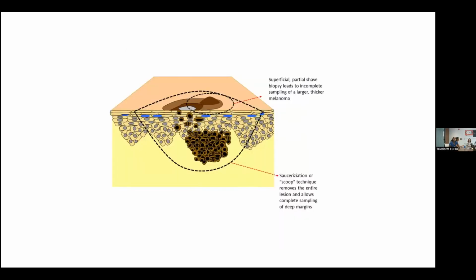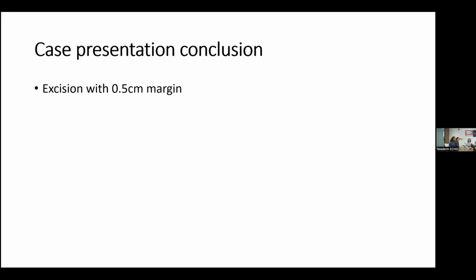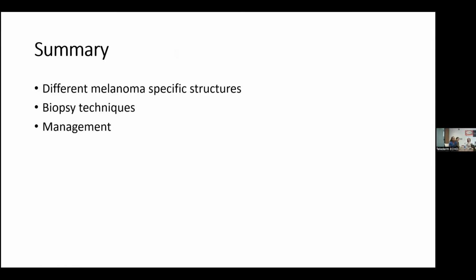We did a deep shave biopsy in this case. It came back as melanoma in situ, and the special stain with SOX stain was positive. So he was diagnosed with melanoma in situ, and the plan is to excise the tumor with 0.5 centimeter margin. There is no need to do sentinel lymph node biopsy here because it's in situ. Next. In summary, we learned about different melanoma specific structures and the different biopsy techniques, as well as management, including when to do sentinel lymph node biopsy and what surgical margin to take. Thank you.